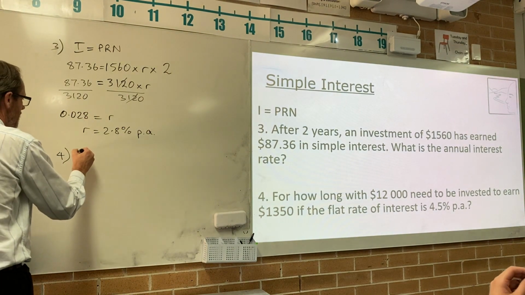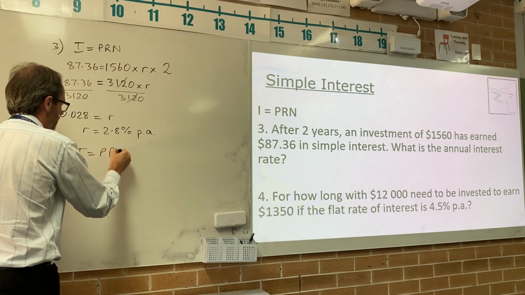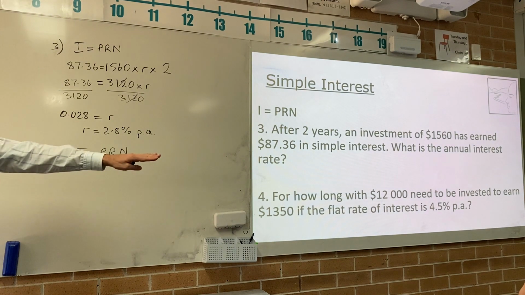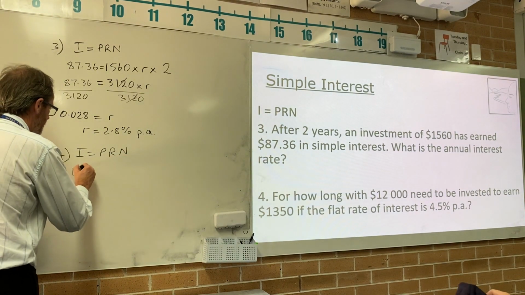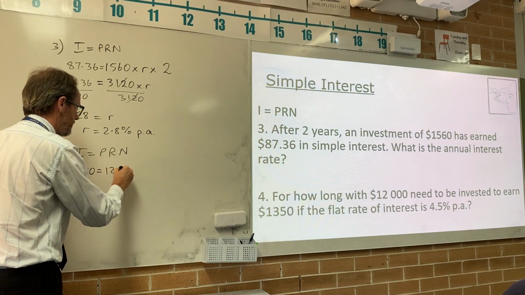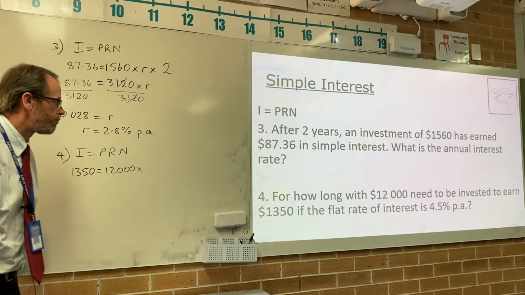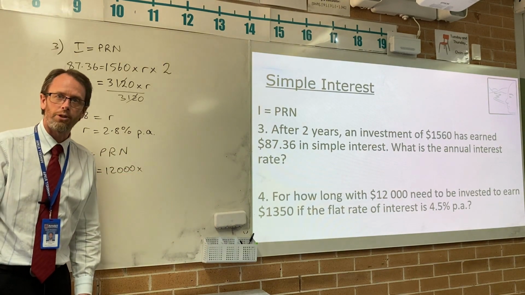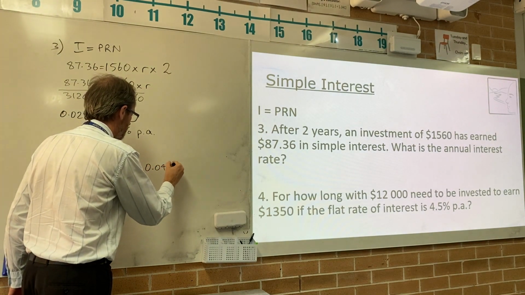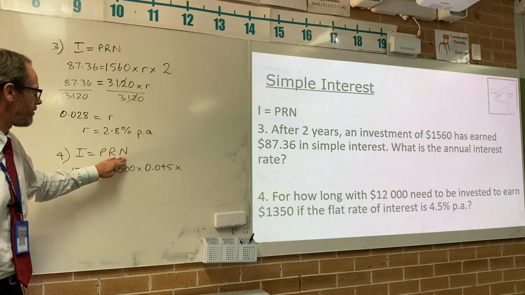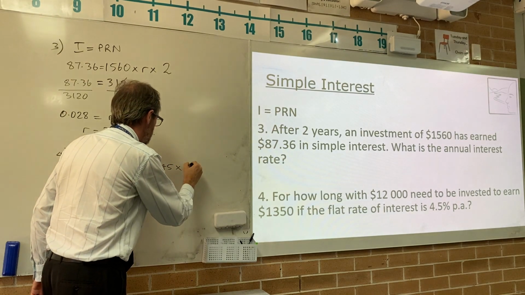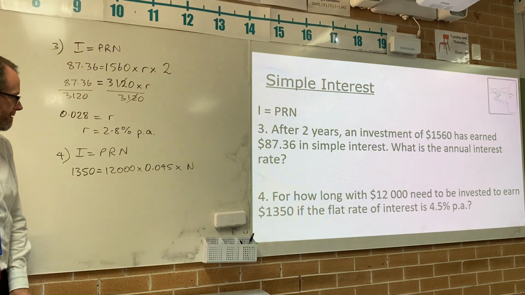Okay, again, I want to write out my formula. I equals PRN. I substitute in what I have. The interest, I've earned $1,350. My principal was $12,000. My rate was 4.5%, and I've said to write that as a decimal, so 0.045, and my number of periods, okay, we don't know. That's what we've got to find out. So we leave it as an N.